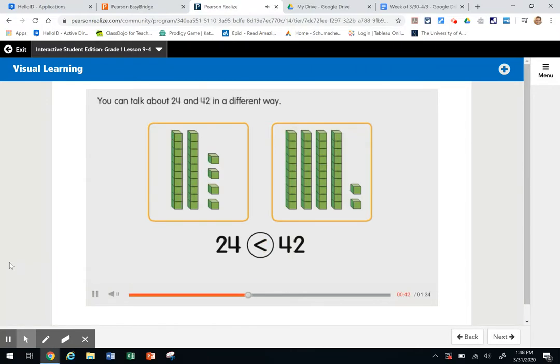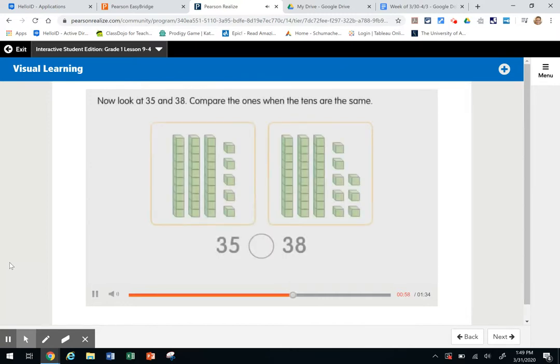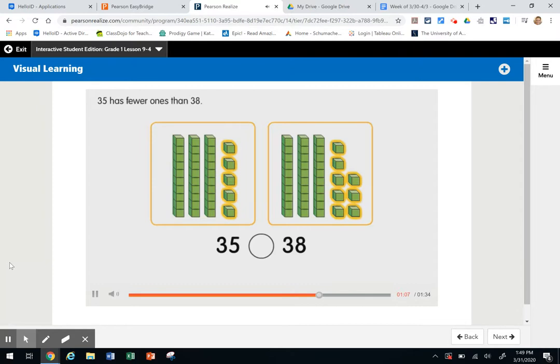You can talk about 24 and 42 in a different way. 42 has more tens than 24. So 42 is greater than 24. Now look at 35 and 38. Compare the ones when the tens are the same. 35 has fewer ones than 38. So 35 is less than 38.